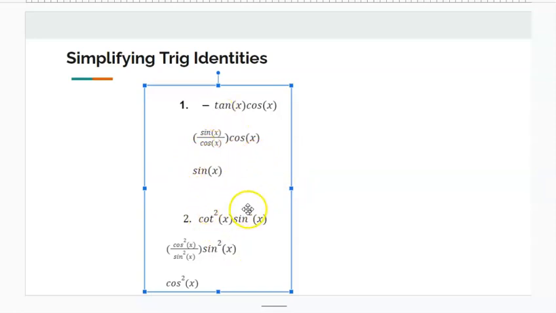For number 2, the squares don't really change anything. The same rules apply. So cotangent of x is cosine x over sine x, and that makes cotangent squared x cosine squared x over sine squared x. And notice that we're multiplying times sine squared x, and sine squared x is in the denominator, so they cancel out, and we're left with cosine squared x. Okay, so that's how you do all the questions you're about to see on the quiz.